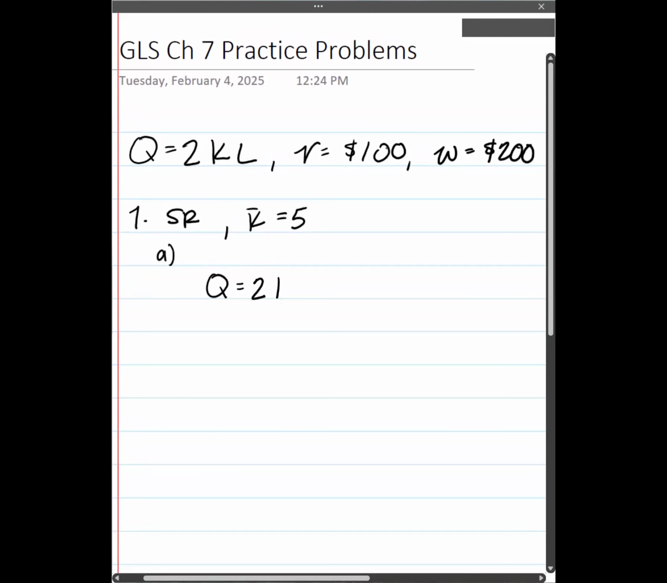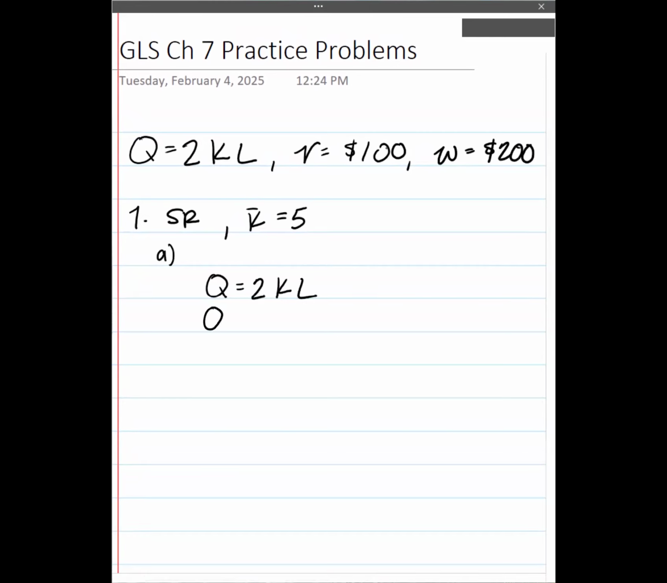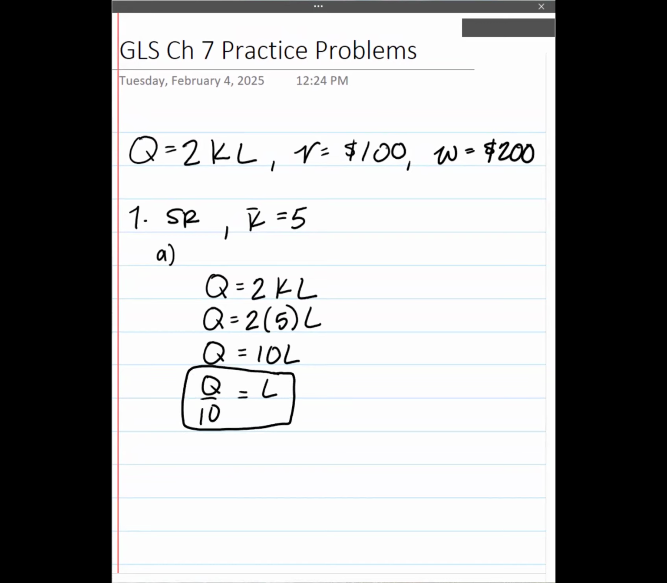Quantity is equal to 2 times K times L. And we're going to substitute for capital. So we'll have 2 times 5 times L. That gives us quantity equal to 10 times labor. We'll divide both sides by 10. So we get that labor is equal to output divided by 10. That tells us that the firm wants to hire 1 unit of labor for every 10 units of output that it produces.